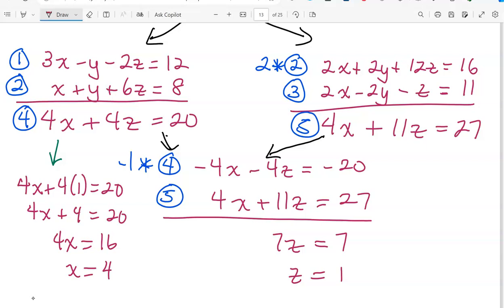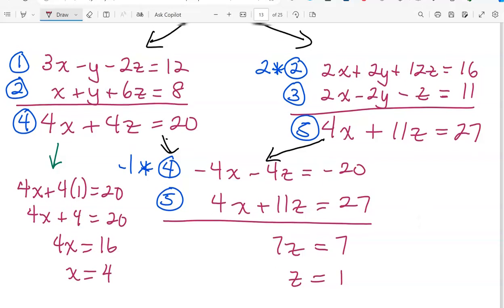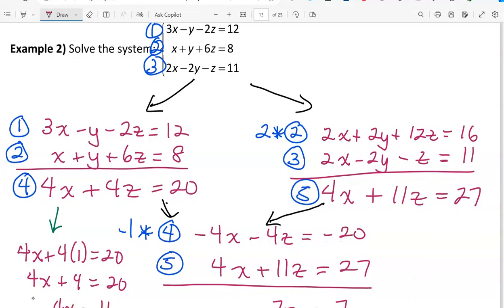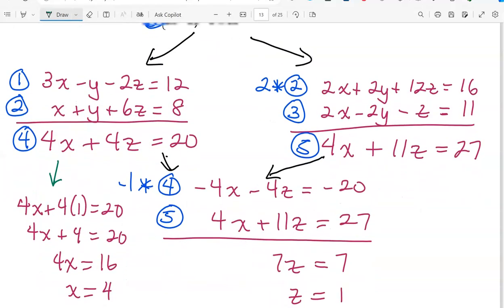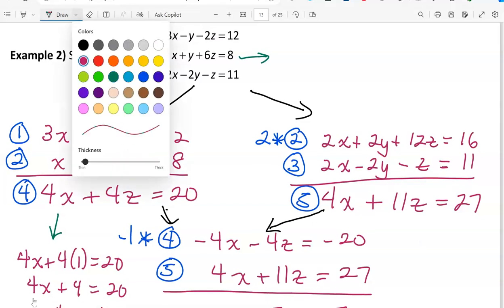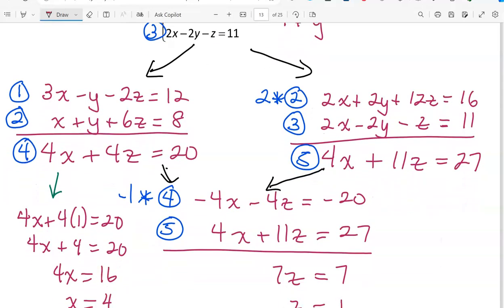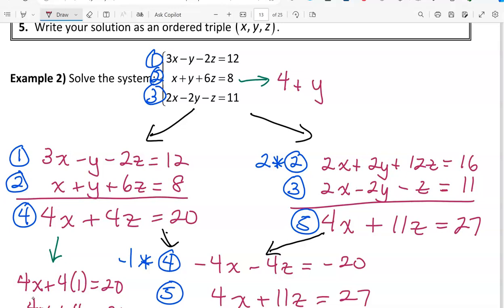The only equations that have y in them are the ones that we started with. So I'm going to use equation number 2 to substitute into, and we already have the x value. The x value is 4. We're looking for the y value, and we have a z value of 1. So plus 6 times 1 is equal to 8. So that's going to give us y plus 10 is equal to 8. And subtracting 10, y is negative 2.